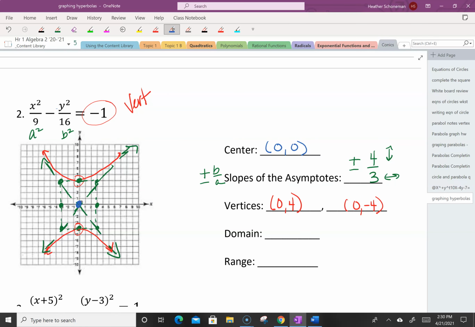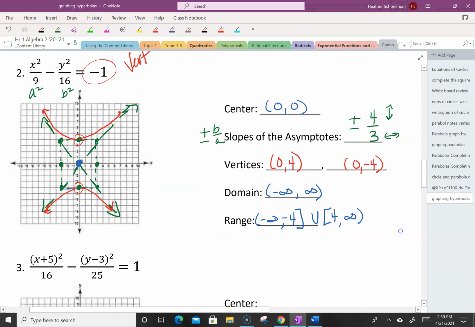This time on the domain, as we go left to right, this keeps getting wider, so my domain is all real numbers. My range, that's the one that's a little wonky, so it starts down below at negative infinity, but then it stops right here at -4. But then it picks up, so I'm going to have a union because it's 2 things, and then it starts back up at +4 and keeps on going up to infinity.